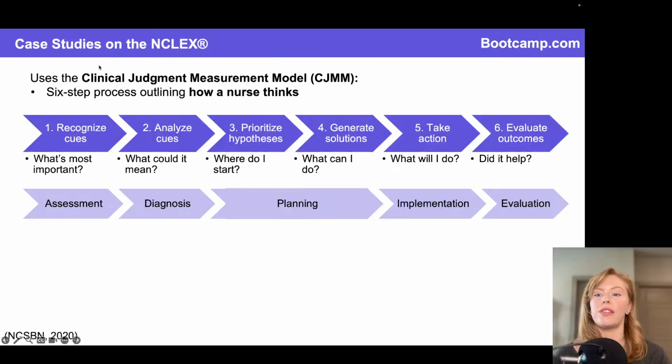That starts with recognizing cues, or assessing out of everything that's going on what's most important here; analyzing those cues, or considering what it could mean, what disease processes or diagnoses it is associated with; prioritizing hypotheses, so figuring out what we start with first; generating solutions, or planning what interventions we can take to address those problems; then actually taking those actions and evaluating if they helped. We'll go through each of these steps in detail as we answer the case together, but this is ultimately how the case is laid out.